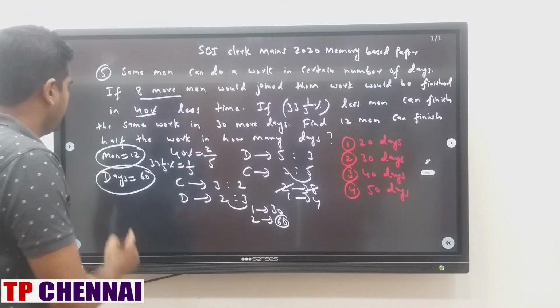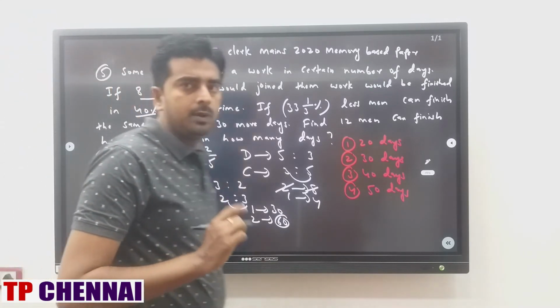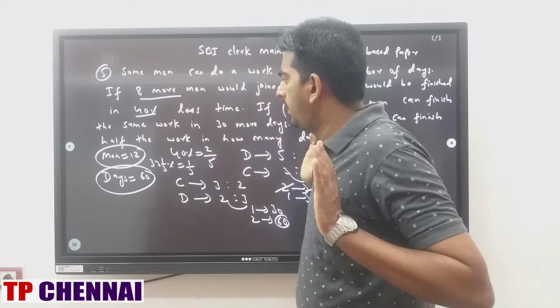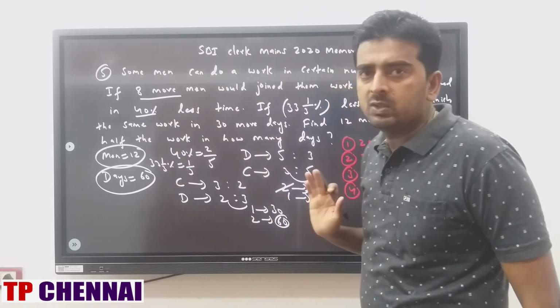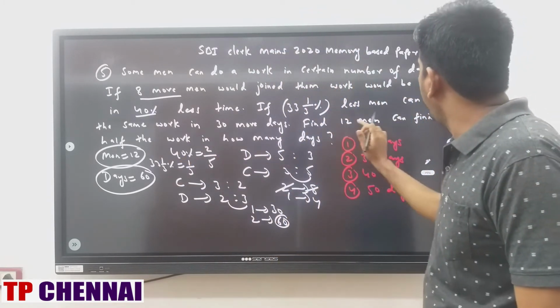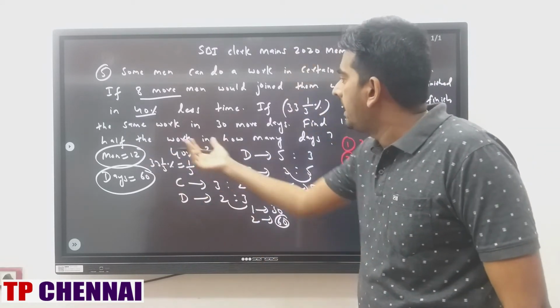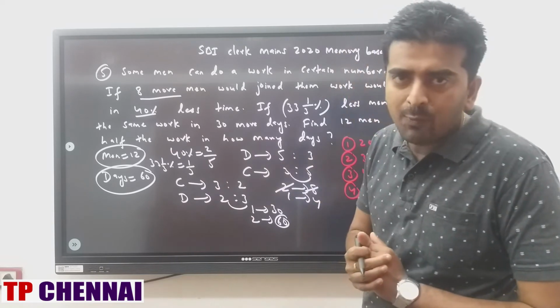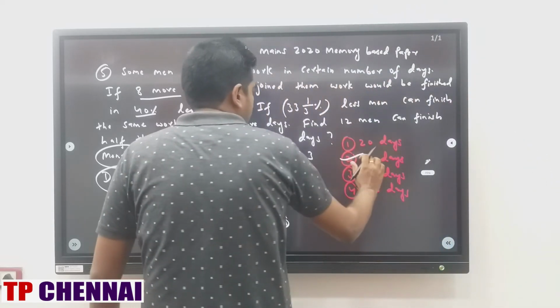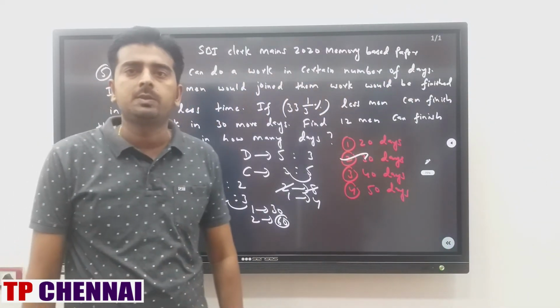When you multiply men or capacity with days, you will get work, right? But no need to multiply, because we got men as 12 and what are they asking? Find 12 men. Men is 12. Days is 60, but we need half of the work. That means days will be half only. That means days will be 30. Answer is nothing but the second option.